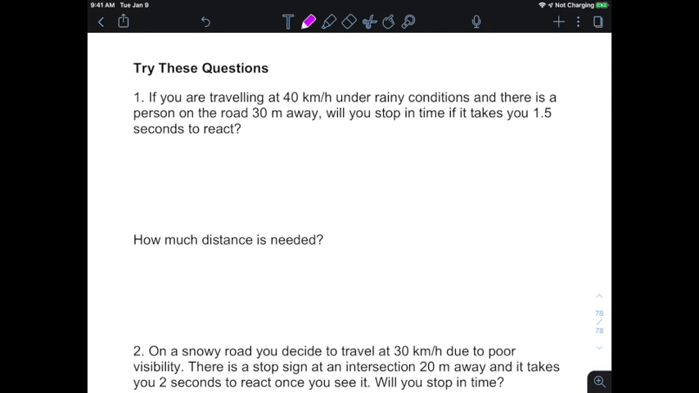So I have a speed of 40 kilometers per hour under rainy conditions. Remember that 0.10 was k in the rain. And there is a person on the road 30 meters away. Will you stop in time if you take 1.5 seconds to react? So the total distance is equal to the distance of reaction plus the distance of brake. And so let's do the distance of the reaction first.